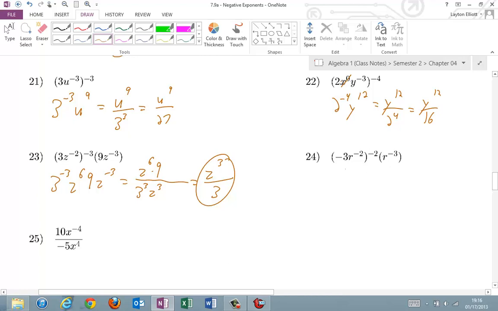24, we have a negative 3. It's negative 3 to the negative 2, r to the positive 4, r to the negative 3. Let's do the same thing, fraction bar. We've got r to the fourth, negative 3 to the second in the denominator, and r to the third in the denominator. Our r's cancel, and our negative 3 to the second becomes a positive 9, r over 9.